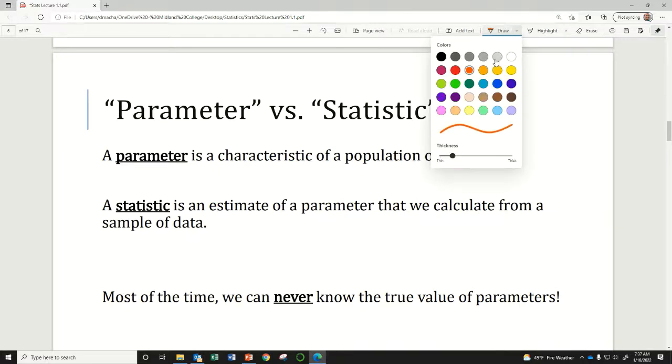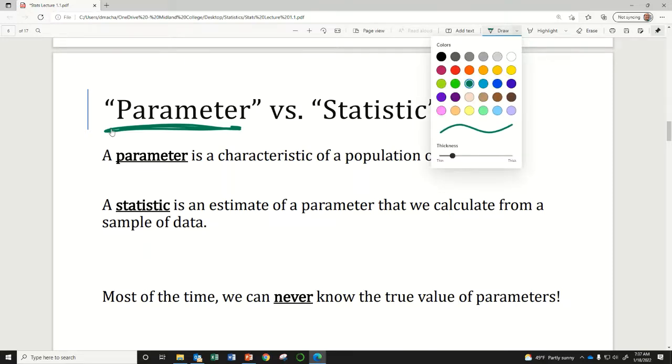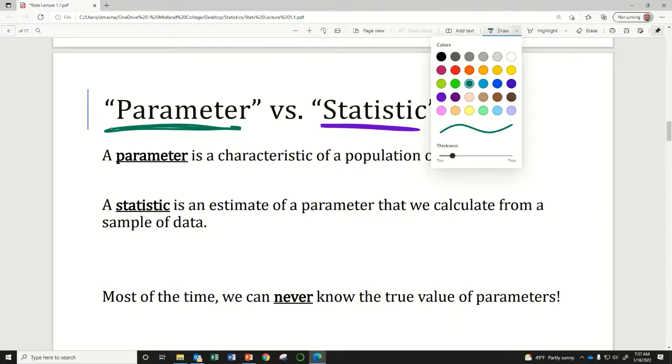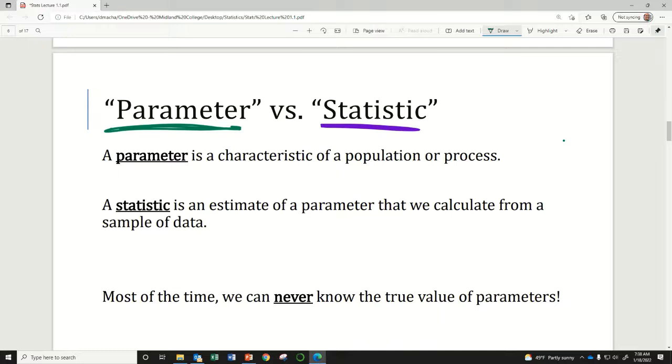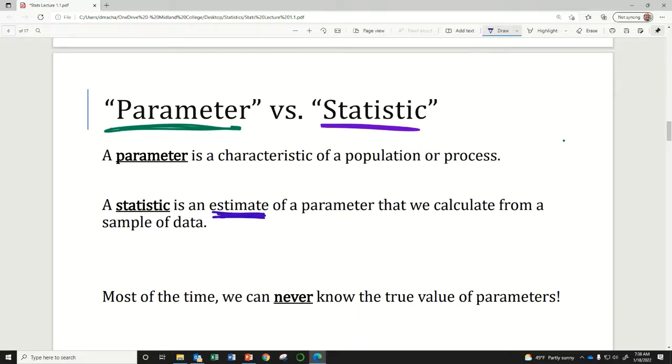Now, 2 more vocabulary words that come as a pair are going to be parameter and statistic. So these are very similar, but there's important differences here between a parameter and a statistic. A parameter is a characteristic of a population or a process, whereas a statistic is an estimate of a parameter. That's maybe the one thing that you should remember from this slide, is a statistic is just an estimate of a parameter that we calculate from a sample of data.